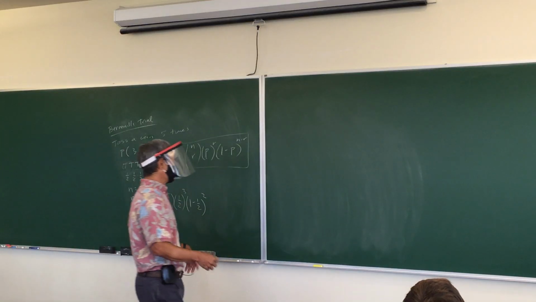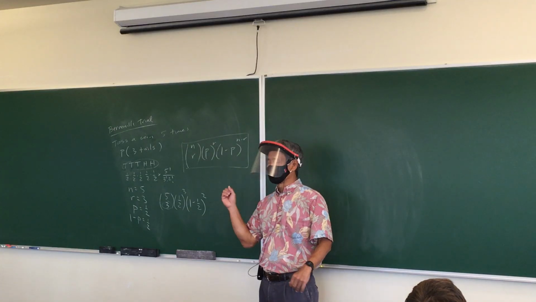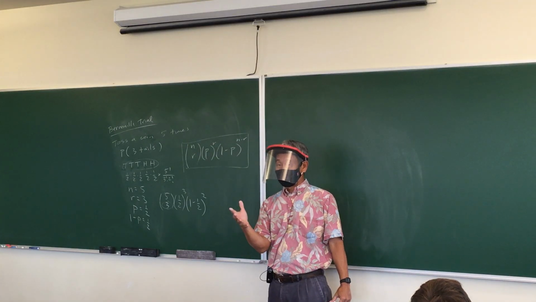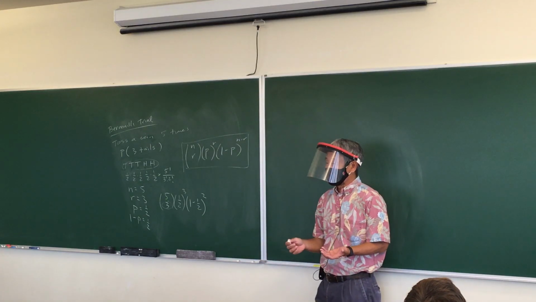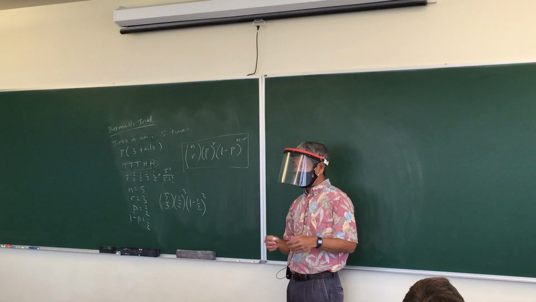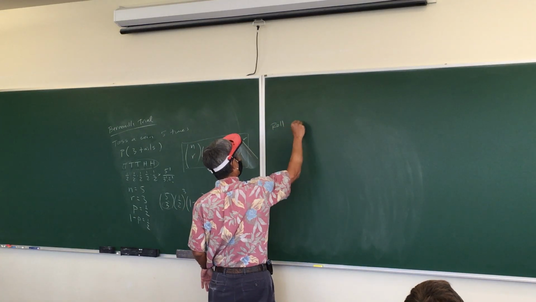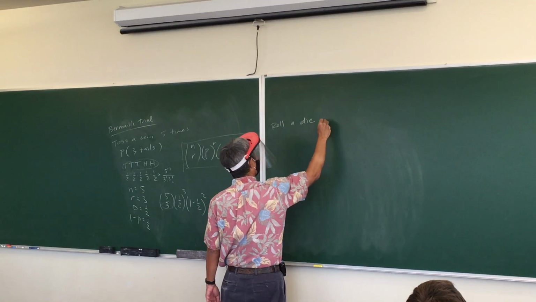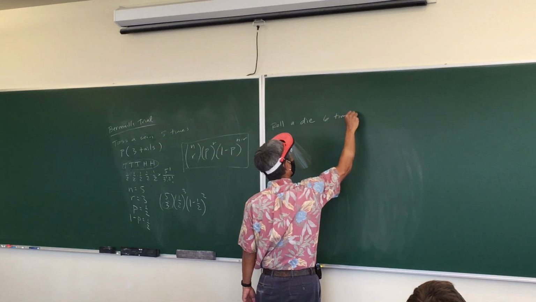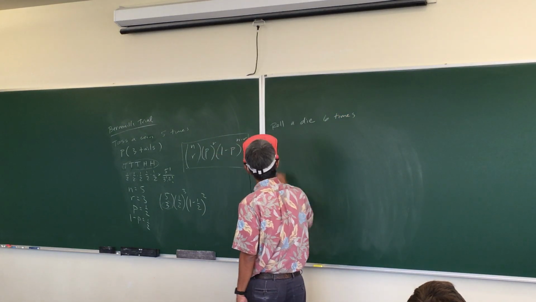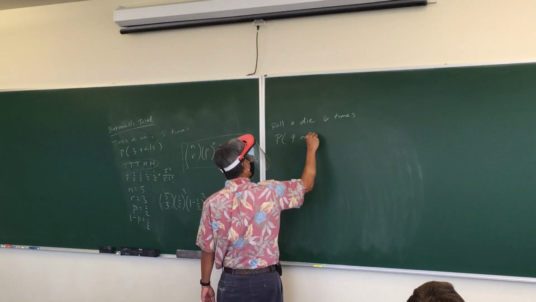So let's do a different problem. Instead of tossing a coin, let's roll a die. Now you're gonna say, yeah, but Mr. Park, there's 6 possibilities. No, it just depends on the problem. So let's say we roll a die. How many times? Let's do it 6 times then. We're gonna roll a die 6 times. What's the probability of getting 4 ones?